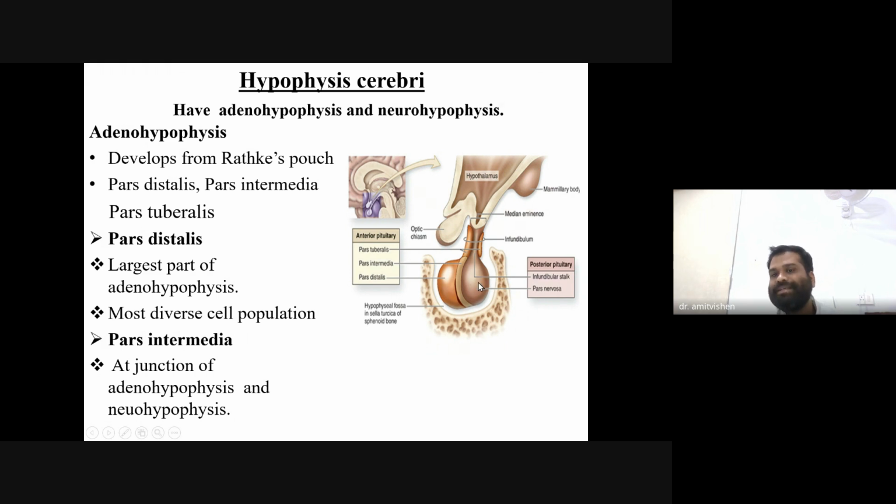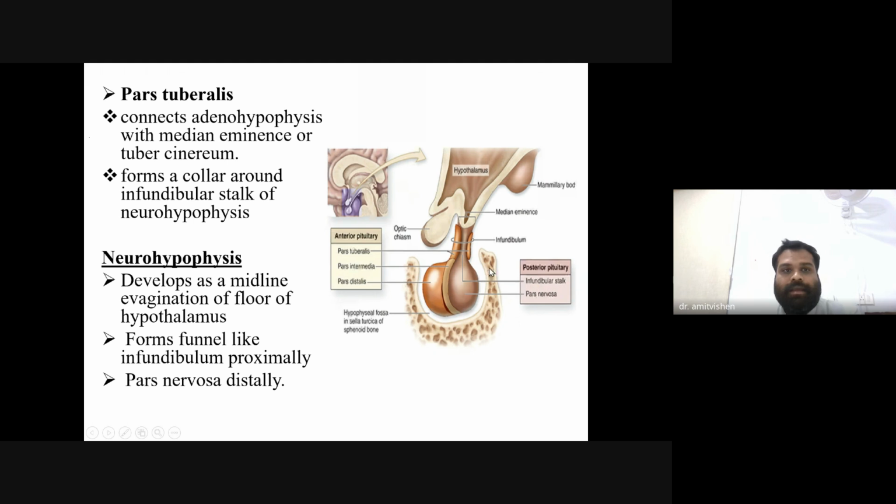And in the neurohypophysis, you can see that it has two parts, the infundibular stalk and the pars nervosa. And the part that is present on the adenohypophysis is connecting to the median eminence. You can see this, this is the median eminence. If I talk about the pars tuberalis, as in the figure, it connects the adenohypophysis with the median eminence, and it forms a collar around the infundibular stalk of the neurohypophysis.